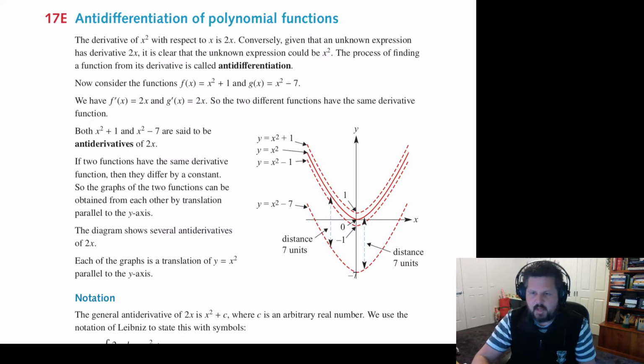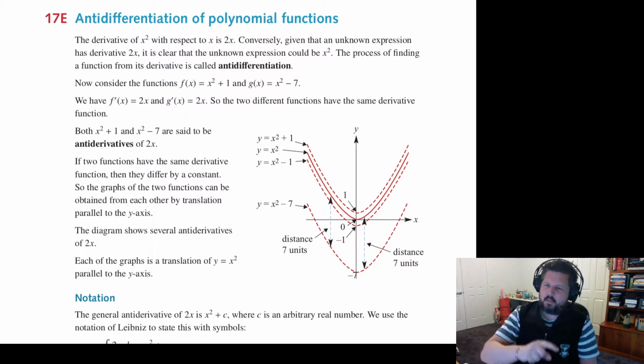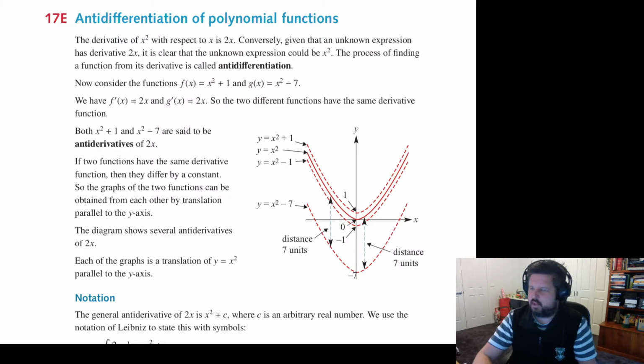Now, in the past videos we've looked at differentiation. Obviously the process of going back the other way is known as antidifferentiation. So what they're saying here is if you have a derivative of x squared with respect to x, it's 2x. If you wanted to go back the other way and anti-differentiate that, and you had the derivative 2x, then clearly the unknown expression could be x squared. And the process of finding that is called antidifferentiation.